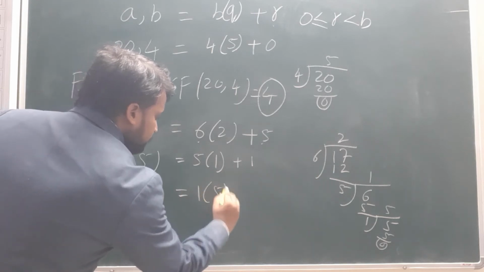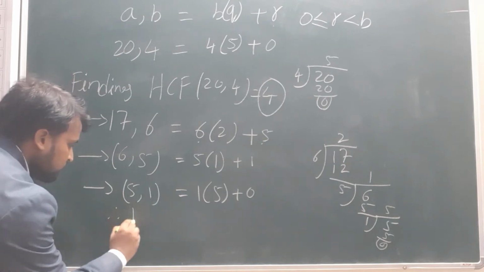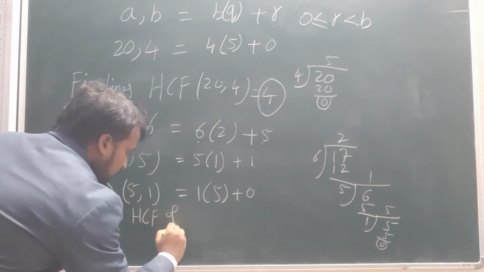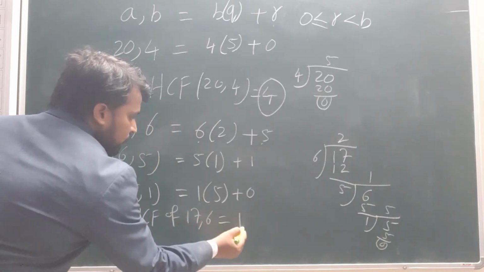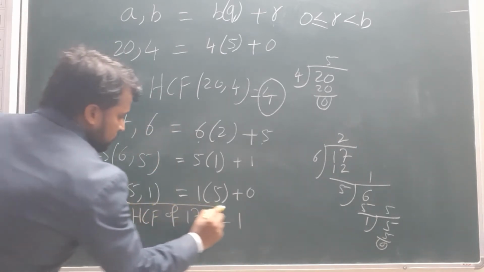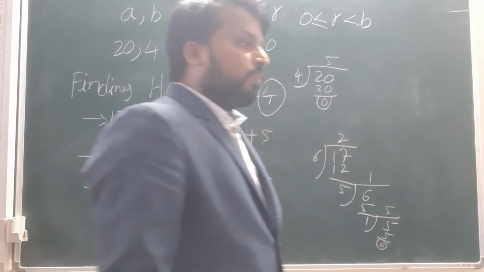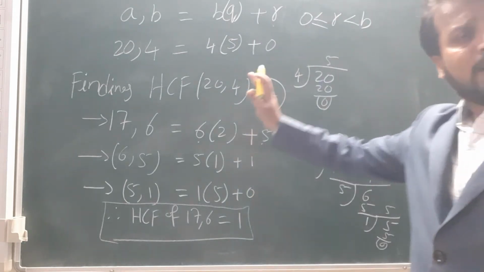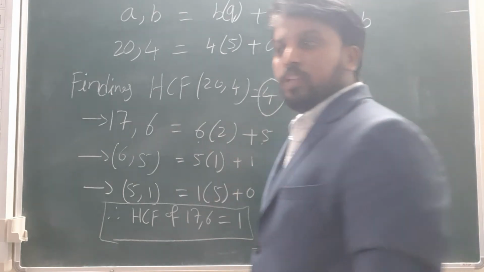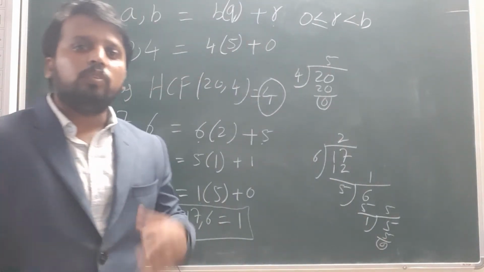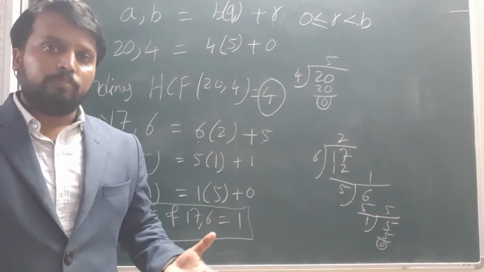15 is 0. Right, remainder is 0. Therefore HCF of 17, 6 is equal to 1. The divisor will behave as the HCF. This is helpful to find the HCF for any bigger numbers. Here we did small numbers, we can do it for bigger numbers also. That means this Euclid division lemma is useful to us to find the HCF of any two numbers, like bigger numbers also.